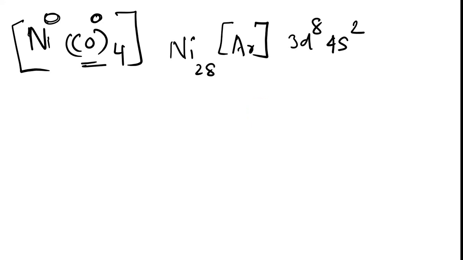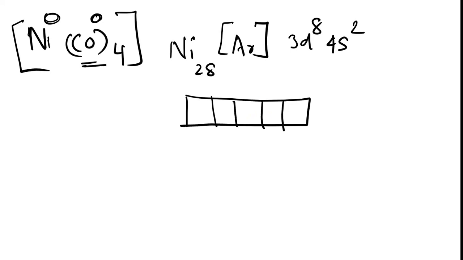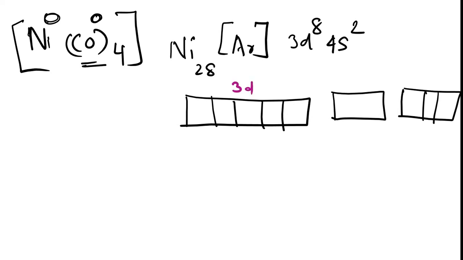Let us write like this: d orbital, 1, 2, 3, 4, and here this is the s orbital and this is the p orbital. This is 3d, this is 4s, this is 4p. There are 2 electrons in the s orbital and 8 electrons in the d orbital, that is 1, 2, 3, 4, 5, 6, 7, 8.